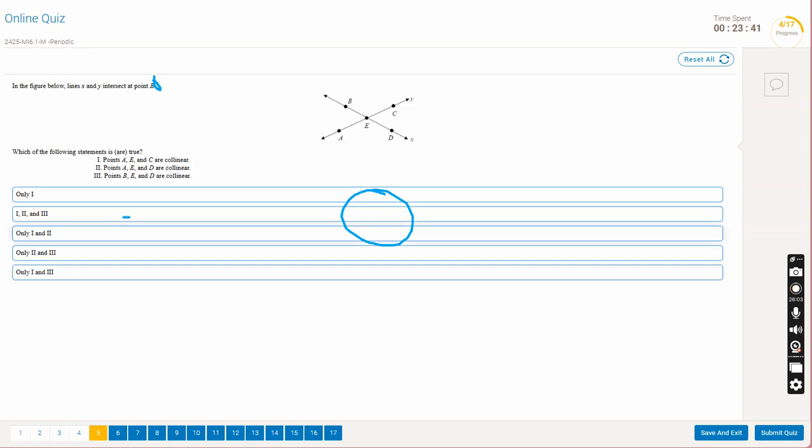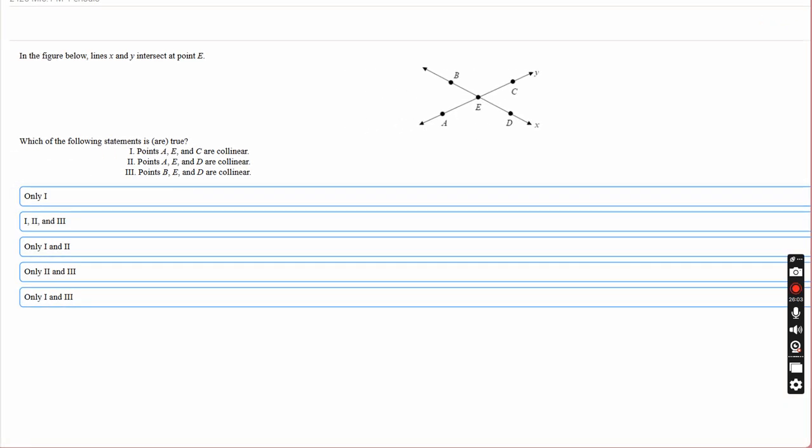Okay, again, we know about collinear. What does that mean? That they're supposed to be on the same line. Refresh that in your mind. Let's start. AEC, they're on the same line. You'll choose that. AED is not on the same line. We'll not choose that. BED, they're on the same line. We'll be choosing that. So 1 and 3.